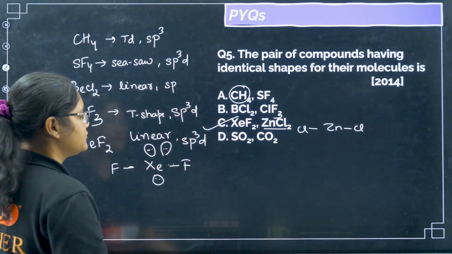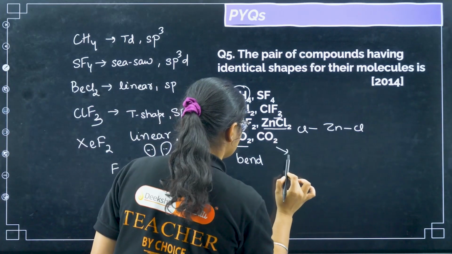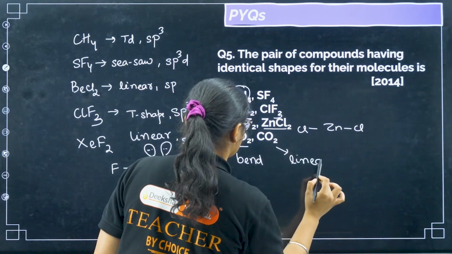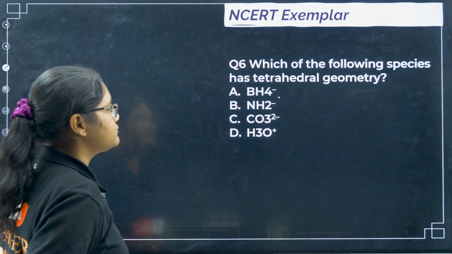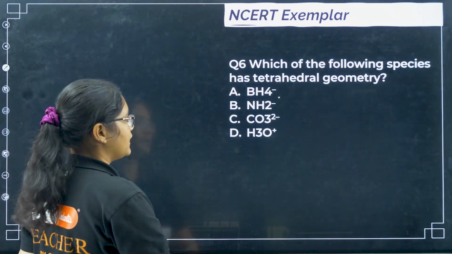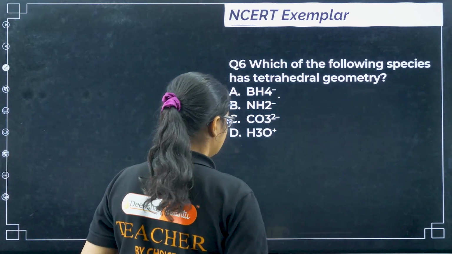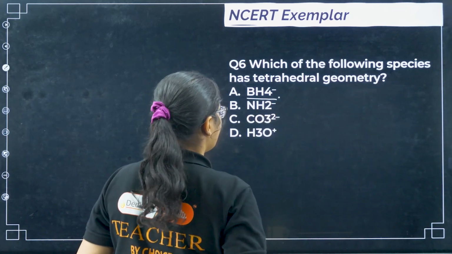Okay, now SO2, if you see, it is a bent molecule and CO2 is a linear molecule. Clear? Next question, which one of the following species has tetrahedral geometry? So for tetrahedral geometry, if you see, we can see BH4 minus.